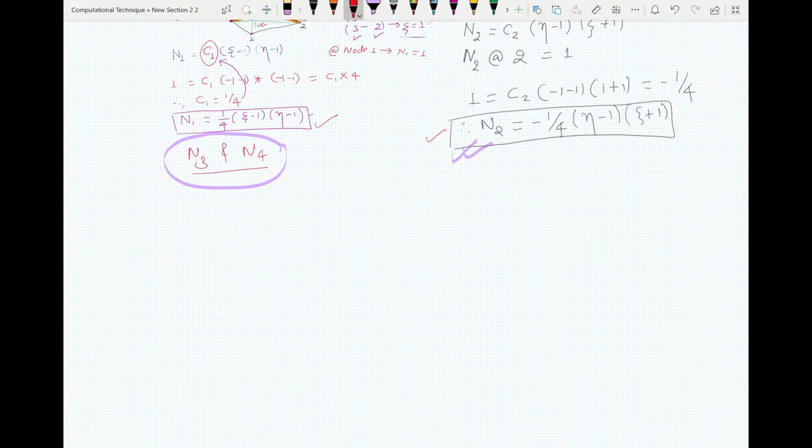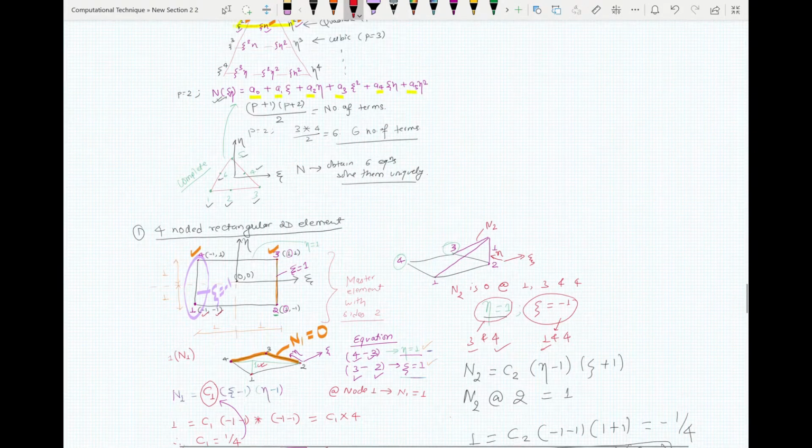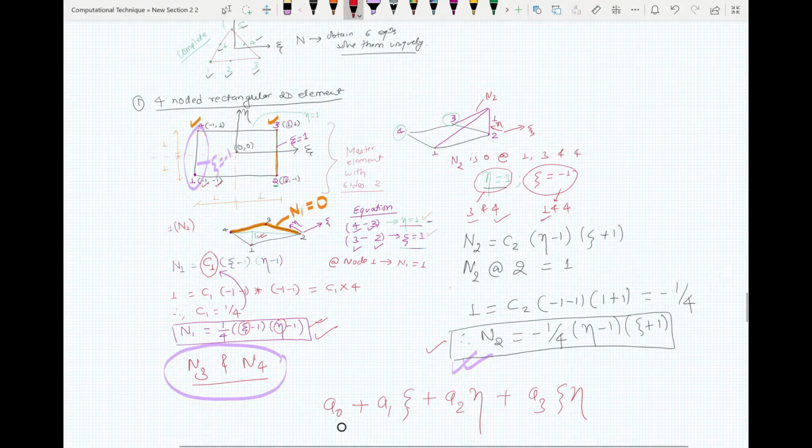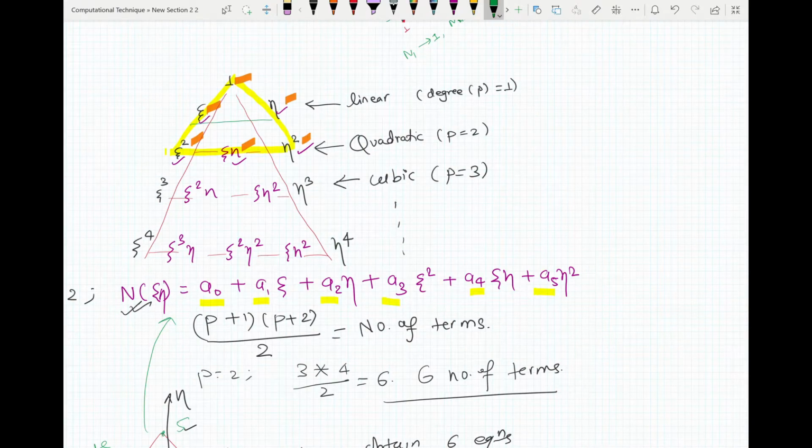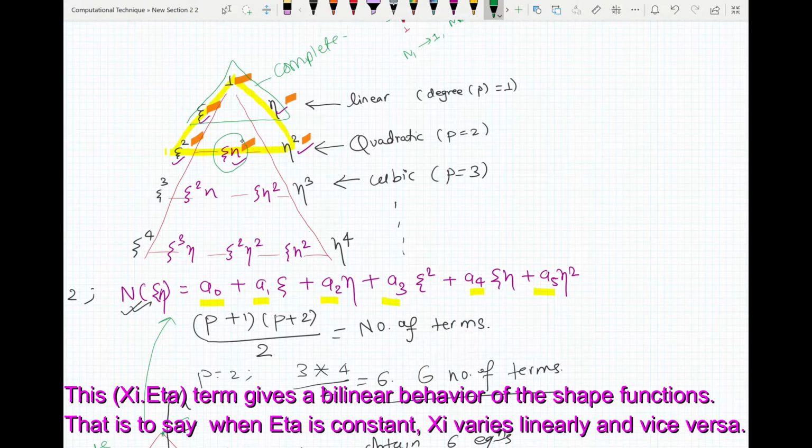If you open this, you'll get a constant term in the form a0, and then a1 xi. You get a xi term, an eta term and then a xi eta term. Now here, if you look into the triangle, you can see that up to here your shape function equation is complete, but in that case we get xi eta as an extra term.